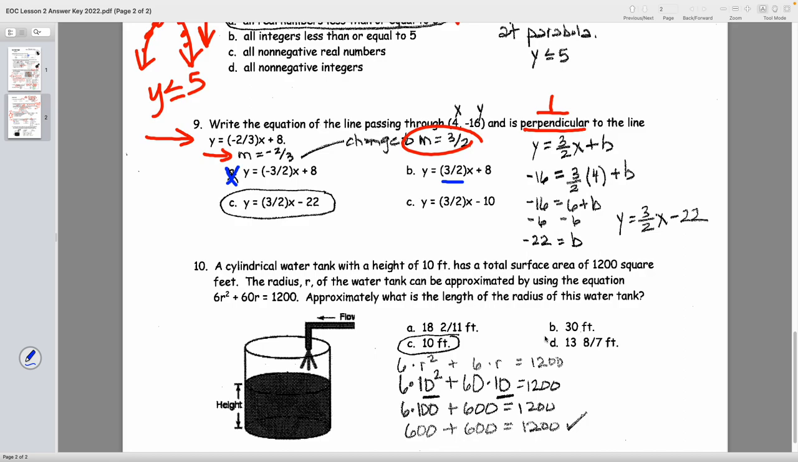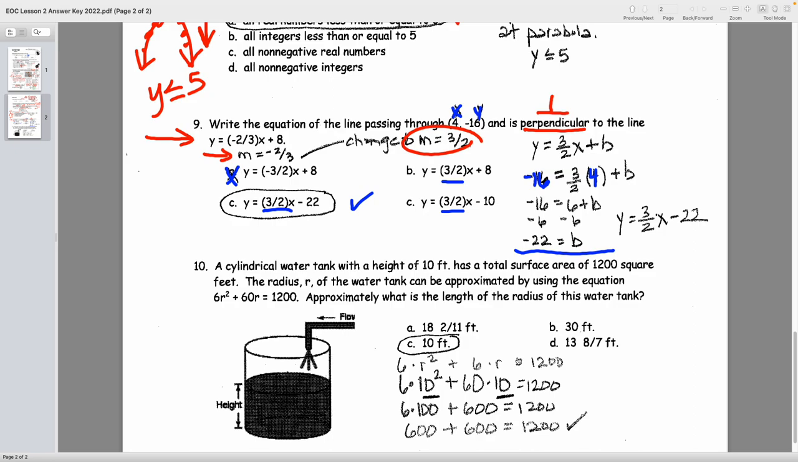So on this one, you have to go find the y-intercept. And remember, to do that, you have to do some algebra. I have to take the given point, (4, negative 16), substitute 4 in for x, negative 16 in for y. I did that right here and did my math, and figured out that the y-intercept I need is a negative 22, which is going to match choice C. Okay.